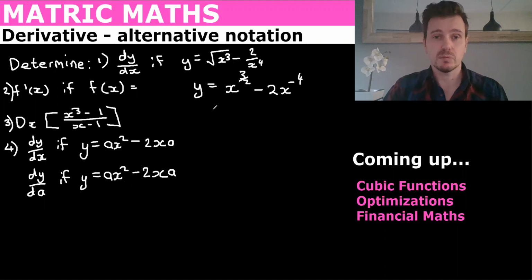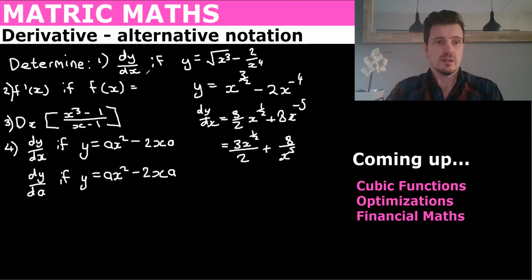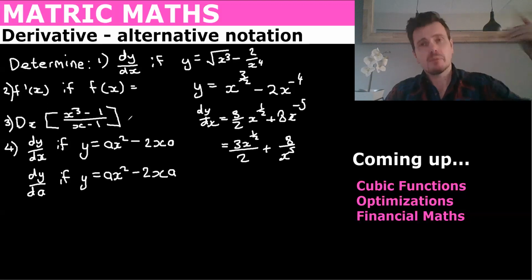Now I can use the simple power rule where I'm going to say dy over dx equals, and then 3 over 2 times 1 becomes just 3 over 2. And then I take 1 off the 3 over 2, which becomes a half. And then minus 4 times minus 2 is plus 8. And I take another 1 off the x to the minus 4 to become x to the minus 5. Let's just tidy this up a bit. 3x to the half, which I could also write as 3 square root x over 2, plus 8 over x to the 5. So that's question 1, just to recap on how we use the power rule.